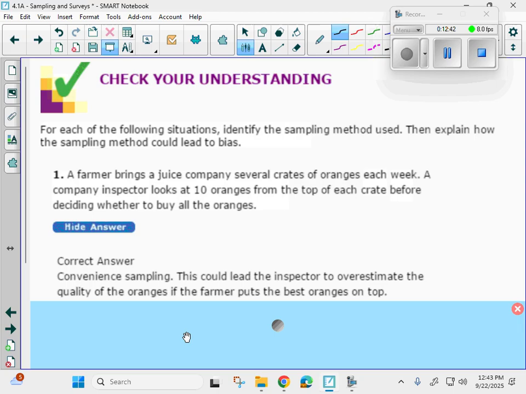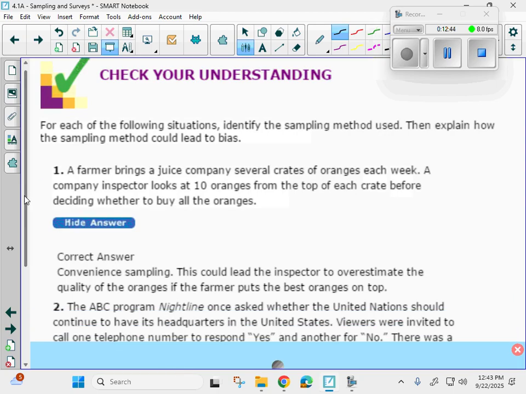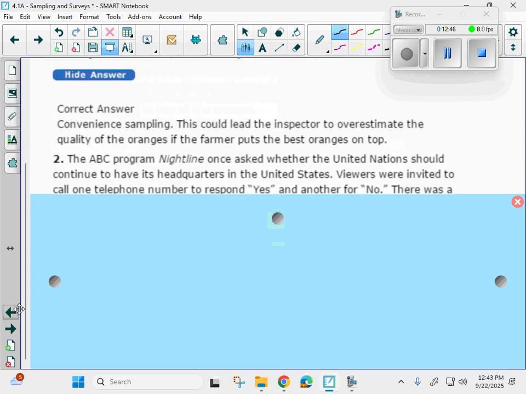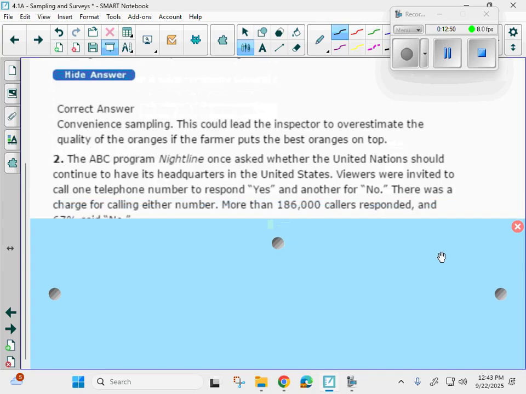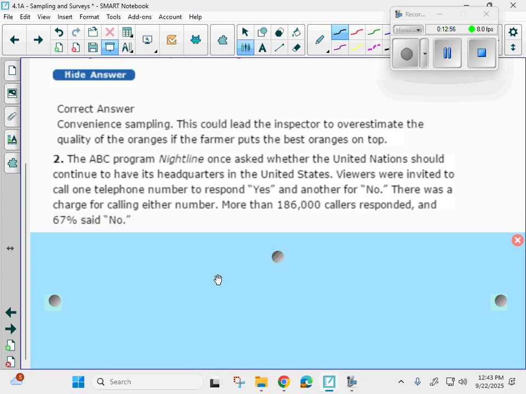All right, the ABC program Nightline once asked whether the United Nations should continue to have its headquarters in the United States. Viewers were invited to call one telephone number to respond yes and another for no. There was a charge for calling either number. More than 186,000 callers responded and 67% said no. Should we move the United Nations? All right, what kind of response? The bias is voluntary response, okay?